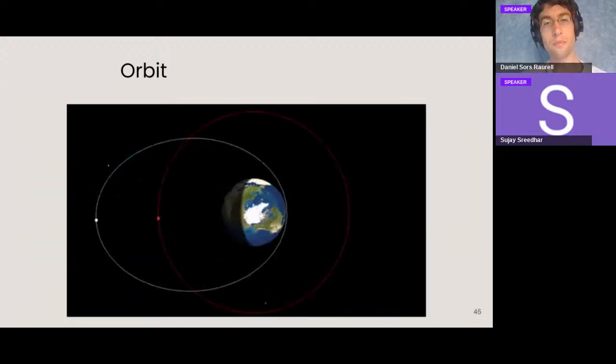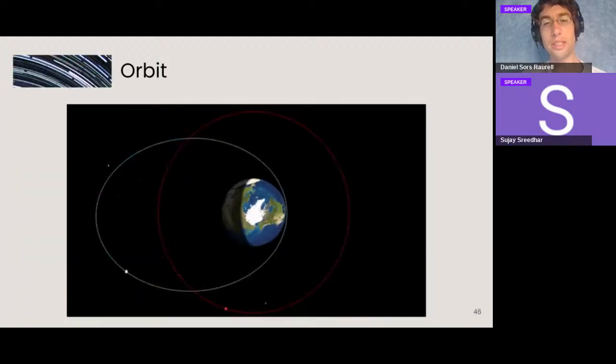Perfect. So a couple more things about orbits. Here you can see a perfect example of eccentricity. Here the period of these two orbits is exactly the same. It takes the same time to go around the Earth in both satellites, but one has eccentricity 0, which is the red one. It's a circular orbit. And the other one has an eccentricity that is not 0.